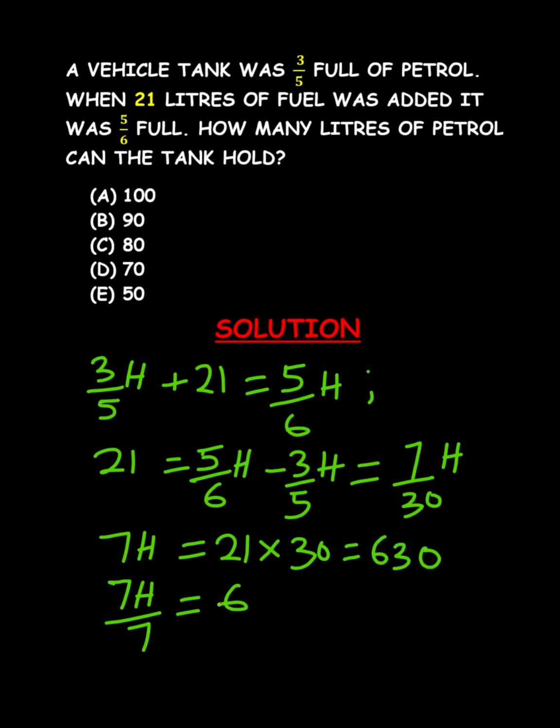Divide both sides by 7. 7 divided by 7 is 1. 630 divided by 7 is 90. Then, H equals 90. Therefore the vehicle tank can hold 90 liters of petrol. The correct answer is B.